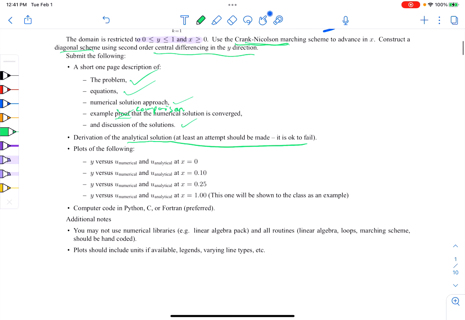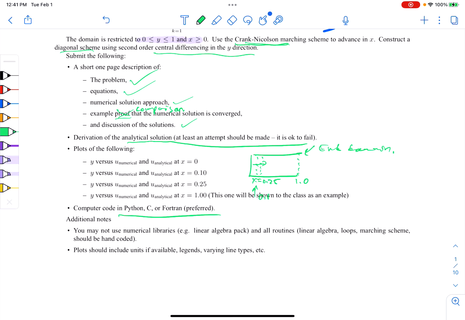Anyway, I'm asking you to make the following plots: y versus your numerical solution versus your analytical solution at x equals 0. So your numerical solution and analytical solution are just the initial condition. Okay, and then you do y versus numerical and analytical at 3 axial locations in the x direction. So here's your flow, right? So you're doing x equals 0.25, and 0.1, that's up in there. And I do down here at 1.0, which is sort of like at the end of the domain. So it's a marching scheme.